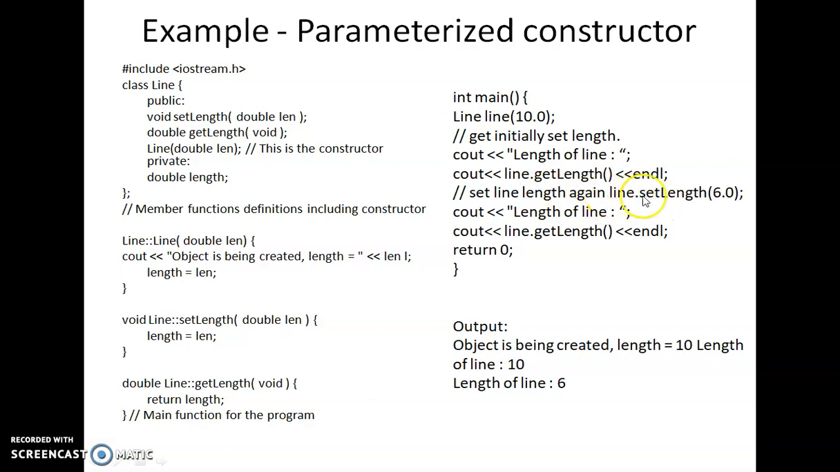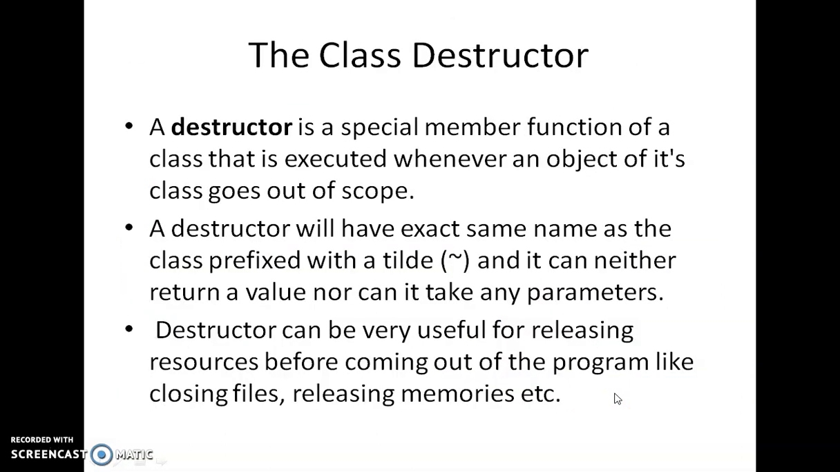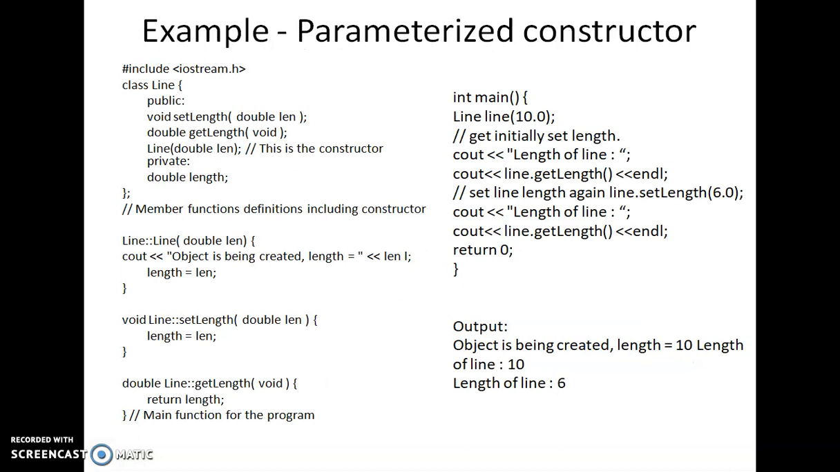Now we are setting the line, line dot setLength 6.0, so now it is changed to 6.0. Now again printing the length of the line, and it prints 6. That is what is printed here. Whenever the object is created, we do not need to execute anything; the method will execute automatically. That method is called a constructor.